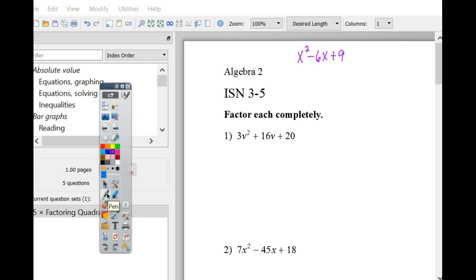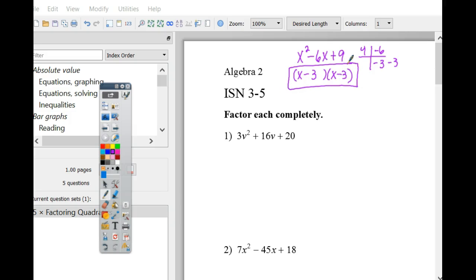Okay, so all of the factoring we've done, we've all had no leading coefficient here. And so when I factored this, my a times c was 1 times 9, which was 9, and my b is negative 6. So I want factors that multiply to a positive 9 but add to negative 6, which was negative 3 and negative 3. And so then what we did is we took this x and we just wrote x and x. And then I put negative 3 and negative 3. And this was my answer.